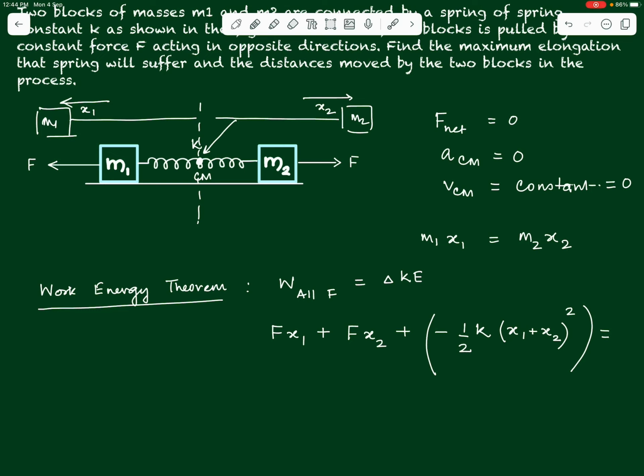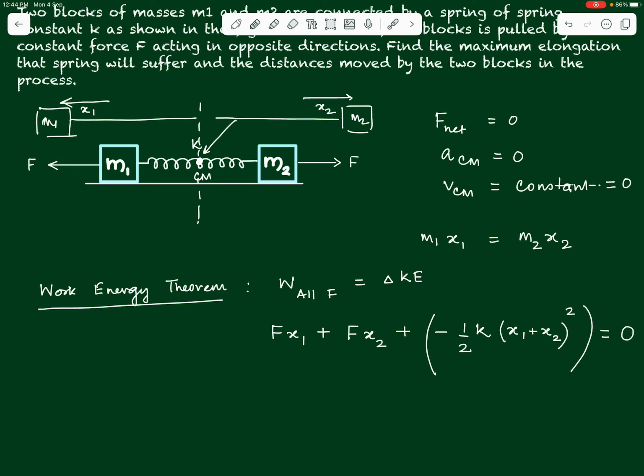Initially these blocks were at rest, so no kinetic energy initially. Finally, when they reach the maximum extension state of the spring, that means they are once again at rest, because if they would continue to move, then the spring will further stretch, right? So the final kinetic energy of the system will also be 0 then.